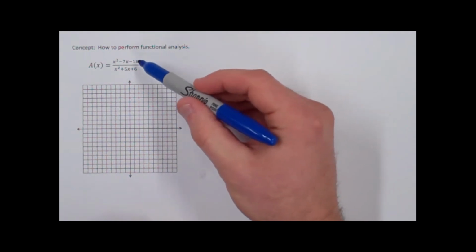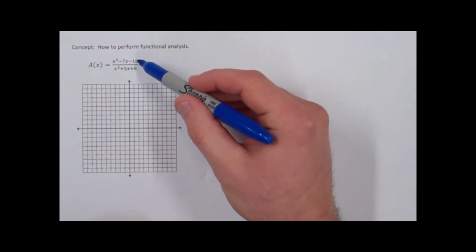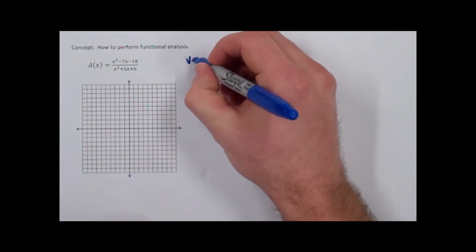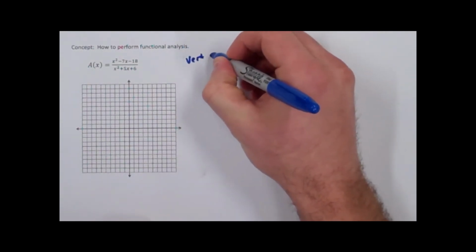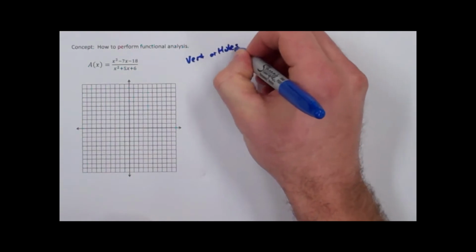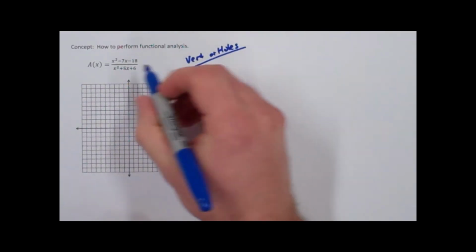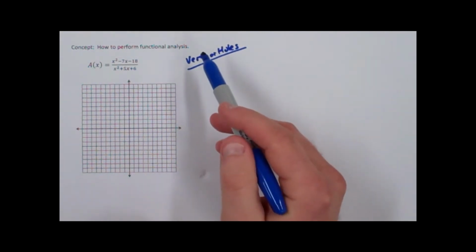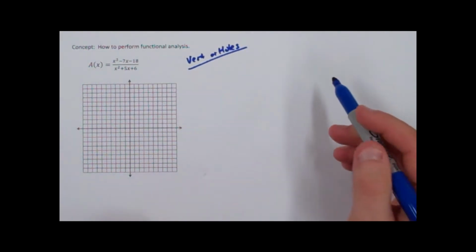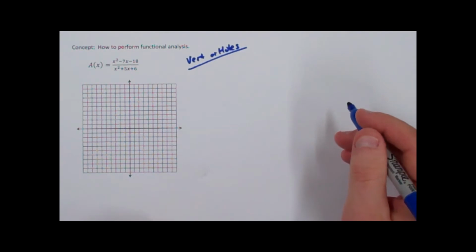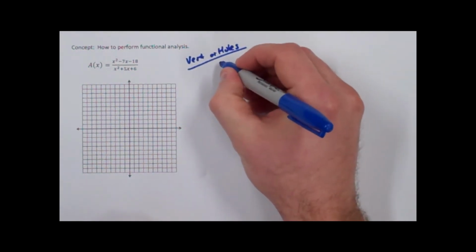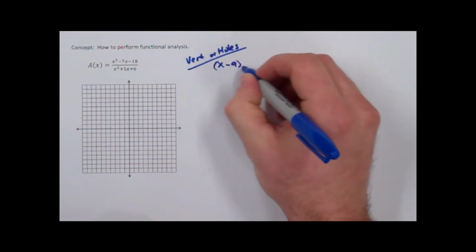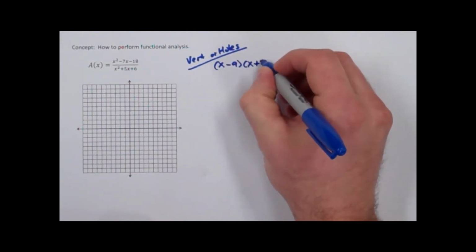When we do that, what we want to do is factor the top and then factor the bottom separately. So we'll do vertical asymptotes or holes right here. If we factor the top, we want two numbers that, when we multiply them, we get negative 18, and when we add them, we get negative 7. So I think that's negative 9 and 2. So the numerator can be factored into x minus 9 and then x plus 2.